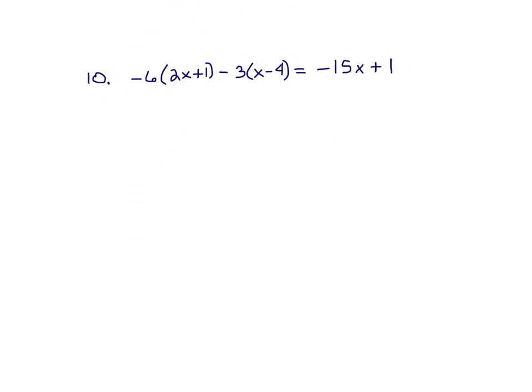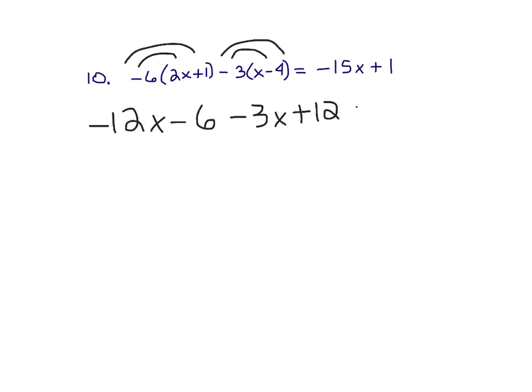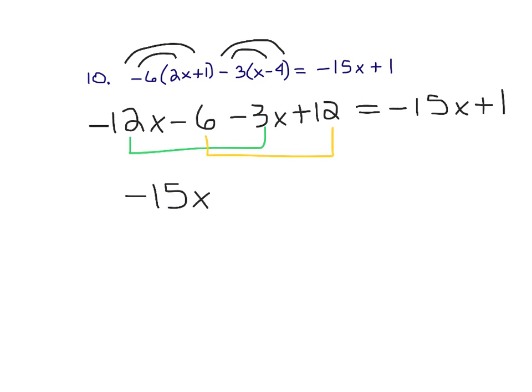All right, number 10, I am going to distribute first the -6 to both terms, and I get -12x minus 6, distribute the -3, and then rewrite the right side. I'm going to group my like terms, so I'm going to group my x's, and I'm going to group my numbers. So -12x minus 3x will give me -15x. And then -6 plus 12 gives me +6. Drop down the right side.